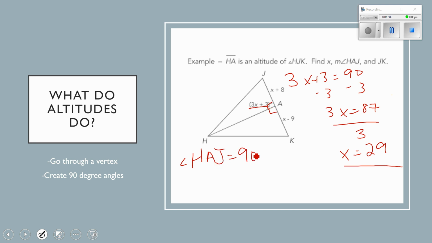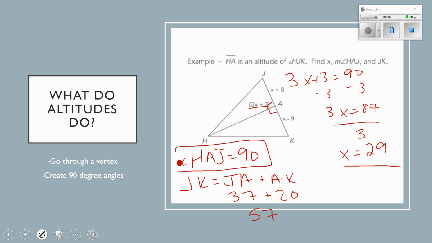And now it wants us to solve for JK. JK is JA plus AK. JA is x plus 8, or 29 plus 8, so 37. AK is x minus 9, or 29 minus 9, so 20. And JK will give us 57. So I've now solved for all three things this problem is asking for.